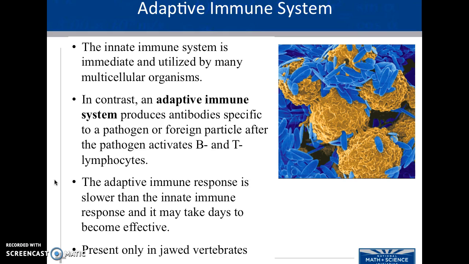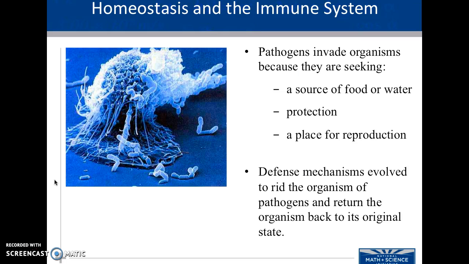It is very general. In contrast, the adaptive immune system produces antibodies that are very specific to a certain pathogen or foreign particle, and we activate things called B and T cells, or B and T lymphocytes, to attack those specific things that they are made to attack. It is slower, it takes a little bit longer to respond, and it takes a few days before it might be effective, and we found that the adaptive immune system is only present in jawed vertebrates.